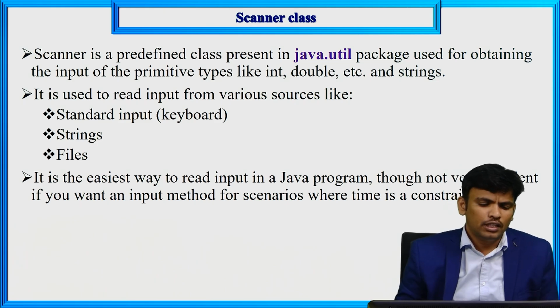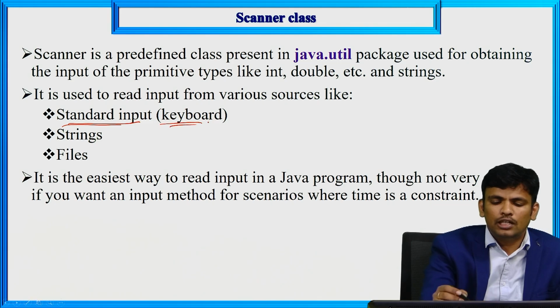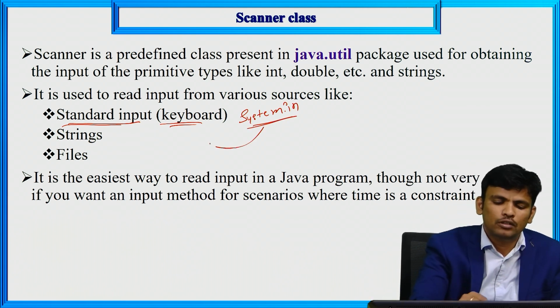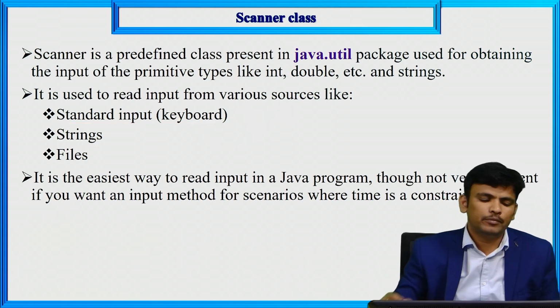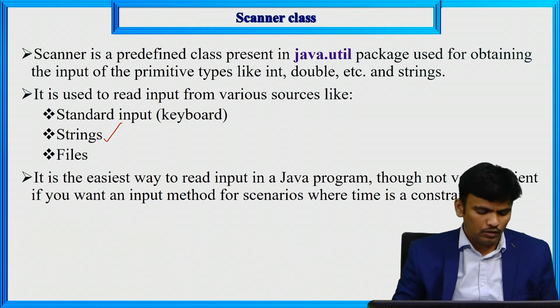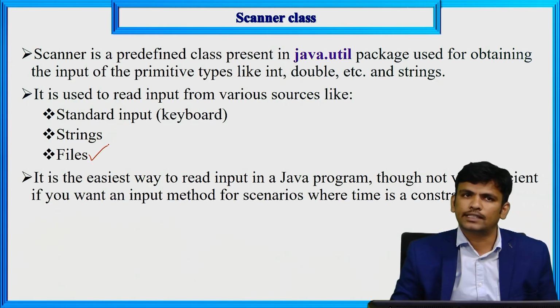In general we follow this approach: the standard input, that is the keyboard. We pass the System.in argument to the Scanner class, which means we are reading input from the standard input, the keyboard. Apart from this approach, we can also read input from strings. You can pass a string as an argument to the Scanner class. Till now we have not learned this approach, and I'm going to discuss that also. And apart from strings, we can also pass a file as an argument to the Scanner class. These approaches we'll see programmatically.